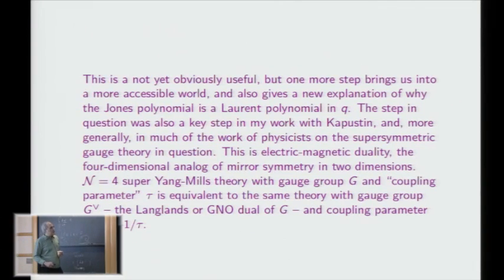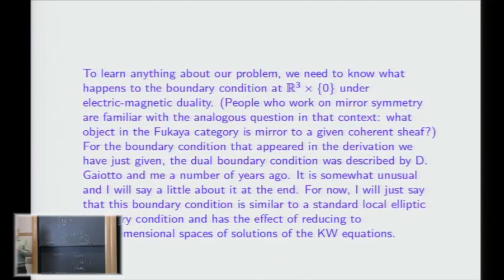That's not obviously useful, but there's one more step which makes it become useful and also gives a new explanation of why the Jones polynomial is a Laurent polynomial in q. The step in question is a key step in most work by physicists on N=4 super-Yang-Mills. It's called electric-magnetic duality, the four-dimensional analog of mirror symmetry in 2 dimensions. N=4 super-Yang-Mills with gauge group G and coupling parameter tau is equivalent to the same theory with gauge group the Langlands or GNO dual group and the coupling parameter minus 1 over tau. But when we use this duality on a four manifold with boundary, we need to know what happens to the boundary conditions under duality. I'll finish in just a minute or two because I'm way over.